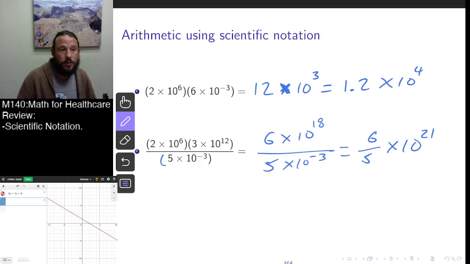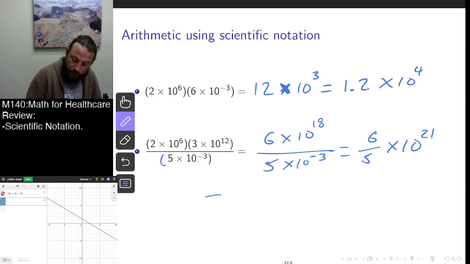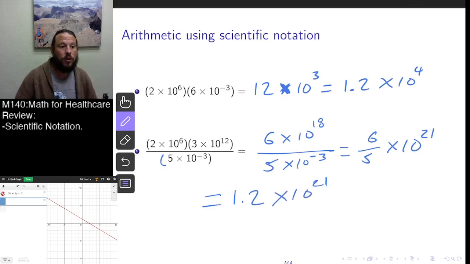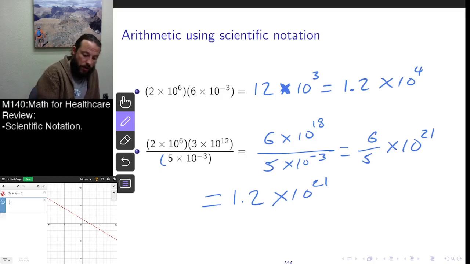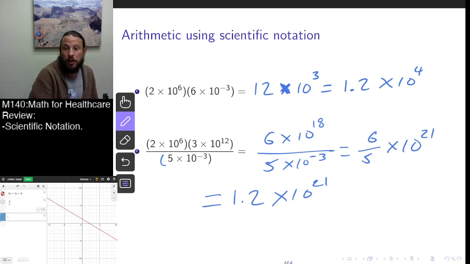All right. Last up is, what is 6 divided by 5? Let's see here. If my mental math works, 1.2. And that's times 10 to the 21st. Okay, and we could always check. Here I have Desmos there. Let's just check what we have. Let's see. Okay, so first, 6 divided by 5, 1.2.